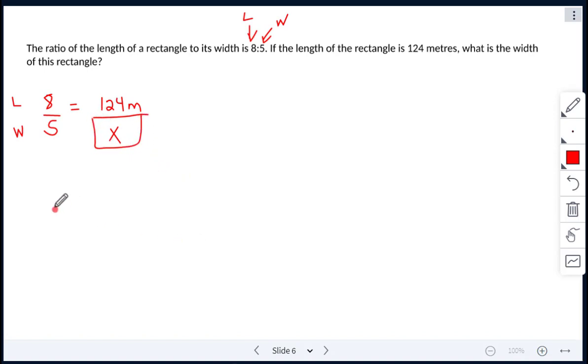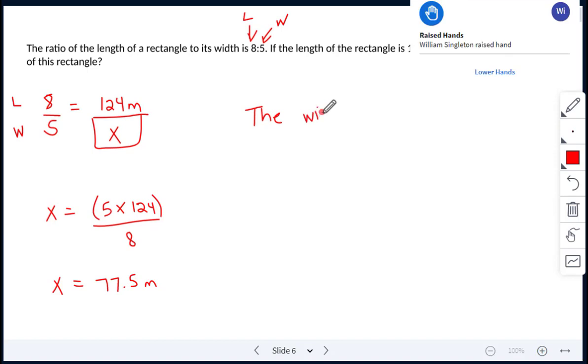All right, so multiplying 5 times 124, and then we will divide by 8, and that gives us 77.5 meters. Just going to double check that. Yeah. All right, what is the width of the rectangle? The width is 77.5 meters.